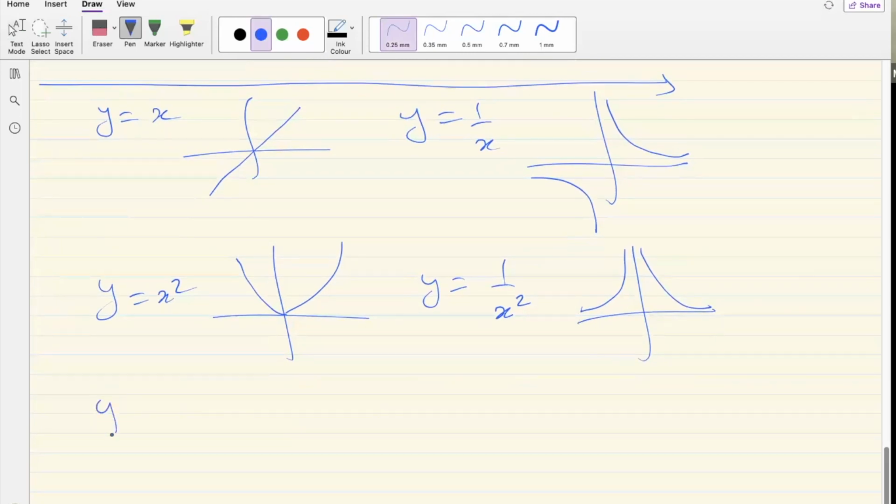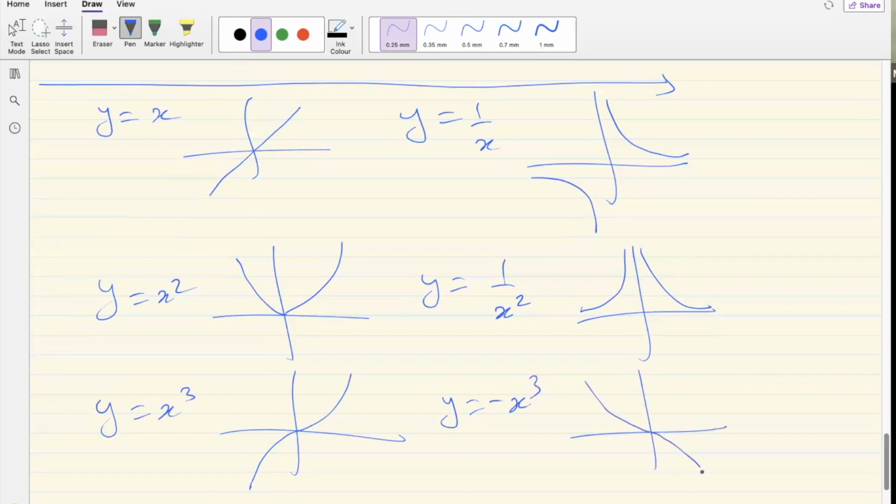Okay. Y is equals to x cube is this. And y is equals to negative x cube is this. This was in O levels. And definitely the answer is yes. We should know how they look like. If you've forgotten them, yes, you should recall them, revise them.